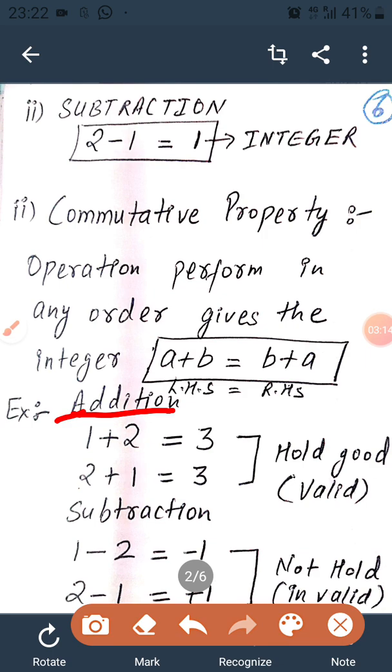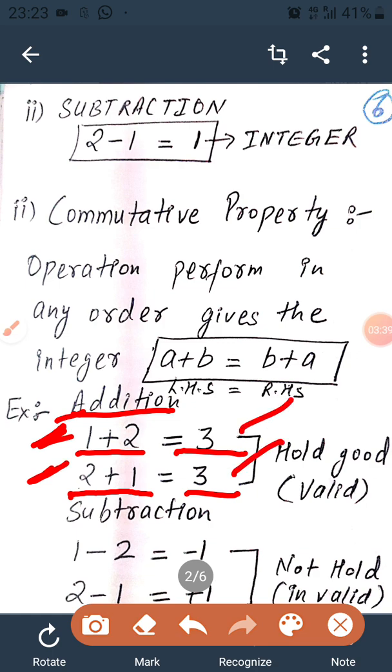1 and 2 are the integers, and the operation we are applying, plus, means addition. So we will get 3, and it is the LHS. Now solve for the RHS. 2 plus 1 is equal to 3. Only we are reversing the order: 1 plus 2 and 2 plus 1. In both terms we get 3 equal to 3, means LHS is equal to RHS. Therefore the property is valid for addition.